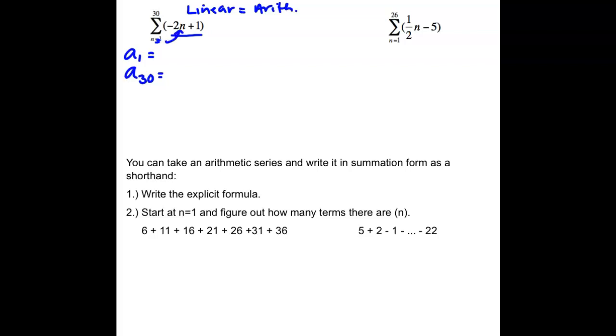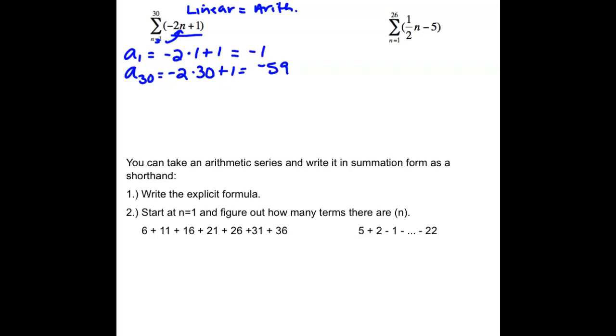So let's plug a 1 in. Negative 2 times 1 plus 1. We get negative 2 plus 1, which is negative 1. Putting a 30 in, we have negative 2 times 30 plus 1. So negative 60 plus 1 would be negative 59.